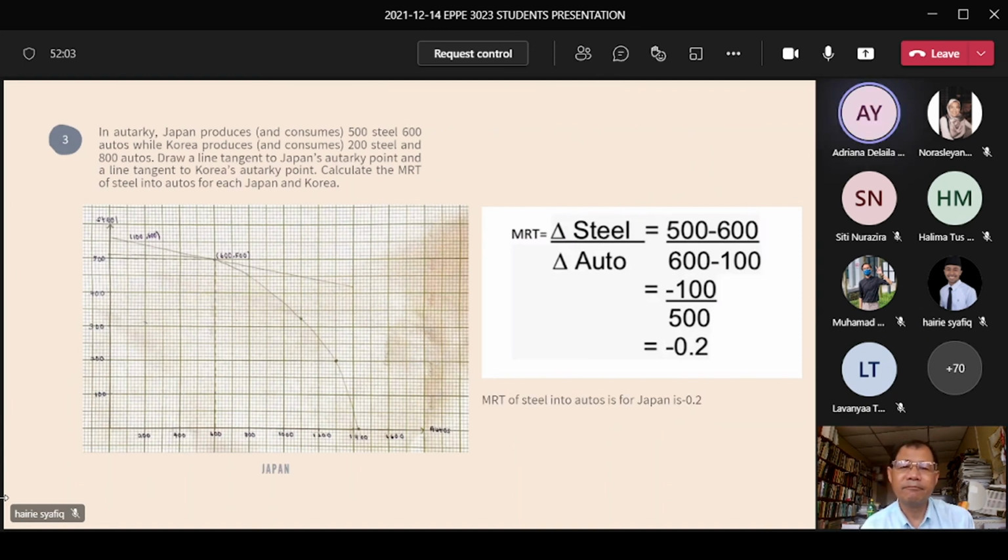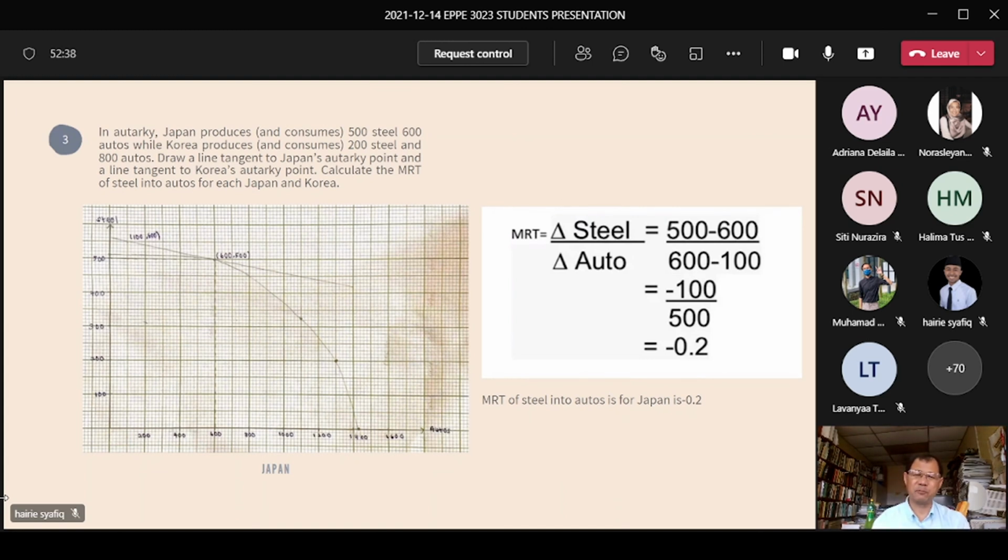For question C, in autarky, Japan produces and consumes 500 steel and 600 autos, while Korea produces 200 steel and 800 autos. So, to draw a tangent line, these are the PPF from question A, and we just add a tangent line at points 600 and 500 according to the question for Japan. Okay, next slide. Okay, wait. I just want to do a little refinement for you all. Good that you show this slide.